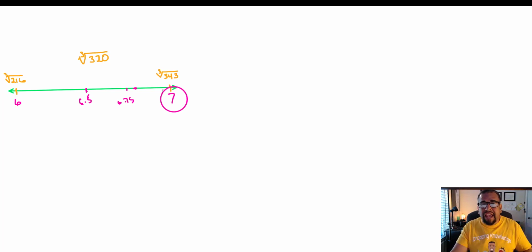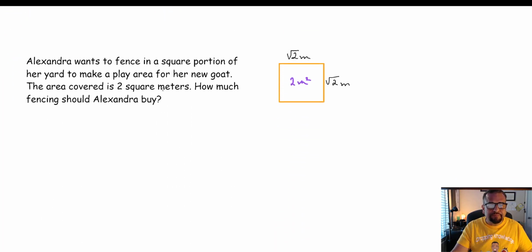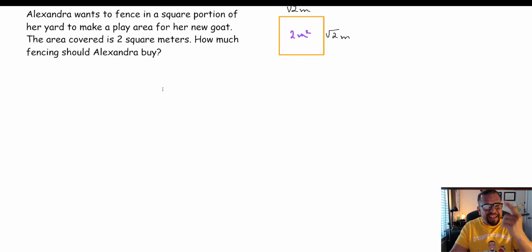All right, hopefully you have the hang of it by now. Let's take a look at one last one. Your favorite and mine, the word problems. Alexandra wants to fence in a square portion of her yard to make a play area for her new goat. She has goats? Which Alexandra would that be? Anyway, getting off task. The area covered is 2 square meters. How much fencing should Alexandra buy? Let's help her out.